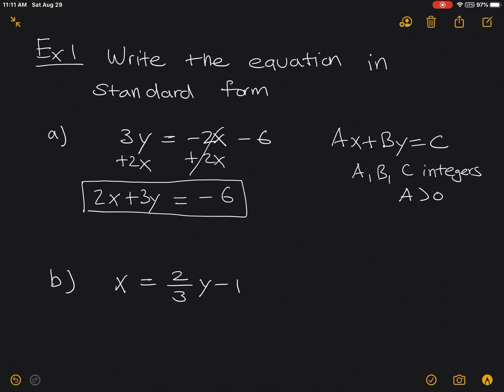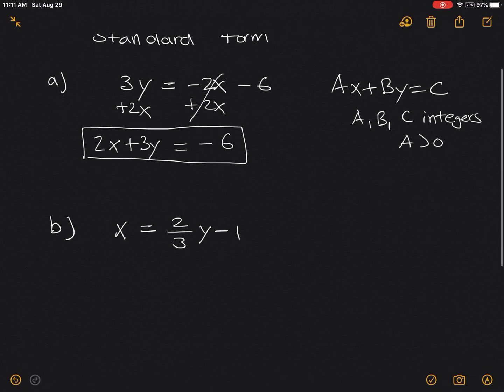Notice the x and y are on one side, the constant is on the other side. And notice my a term is positive. So try to keep that a positive, which means in the original equation, you could have moved the 3y over, but your a would have been negative, okay? So this is a standard form.